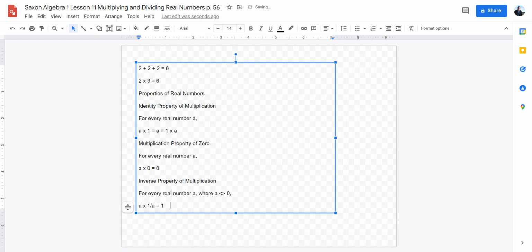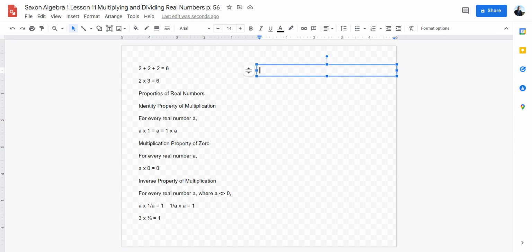Or another way to say this is 1 divided by a times a equals 1. It doesn't matter which direction you go, which one you multiply first. And the example is, and this will make more sense when you see the example, 3 times 1/3 equals 1. And you've known this too for a long time. It's just maybe you never called it the inverse property of multiplication. But this is something that's pretty simple to work with.